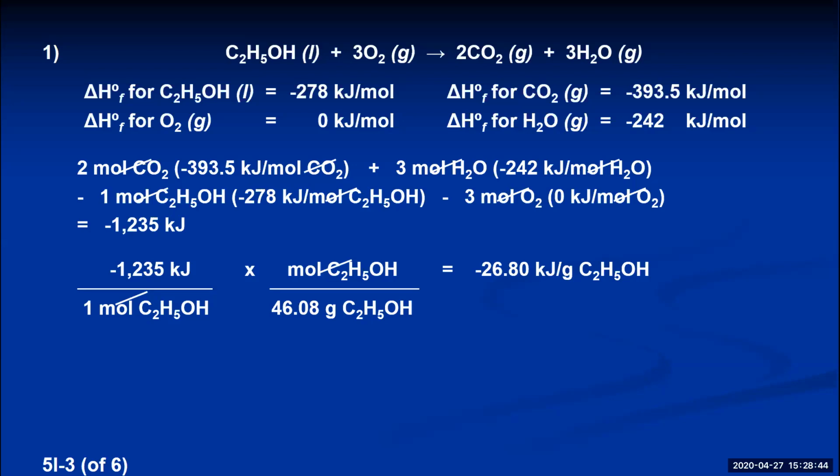From these 2 answers, we can see that more energy is produced by the burning of 1 gram of octane than it is by burning 1 gram of ethanol, negative 44 to negative 26. So you actually get more energy from the octane than you do from the ethanol.